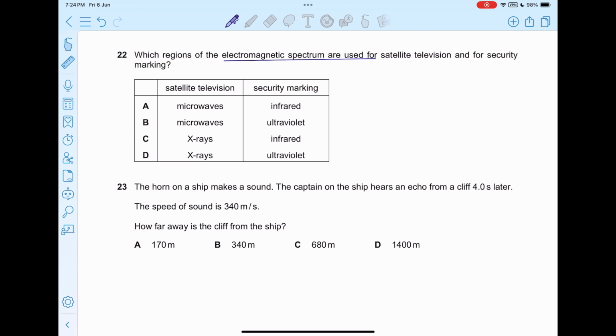Which regions of the electromagnetic spectrum are used for satellite television and for security marking? So for this one, you have to remember the list. You can find it in your notes, I assume. So for the first one, we use microwaves, not X-rays. And for security marking, we use ultraviolet light, UV, so it's B.